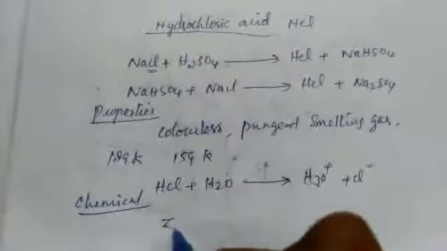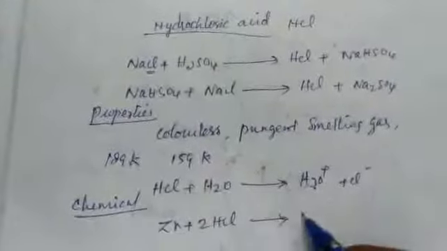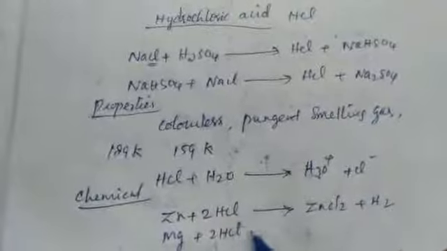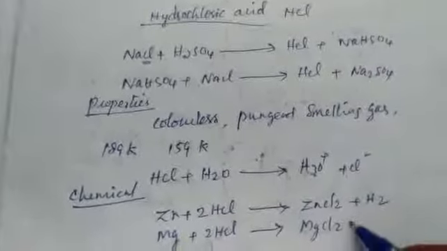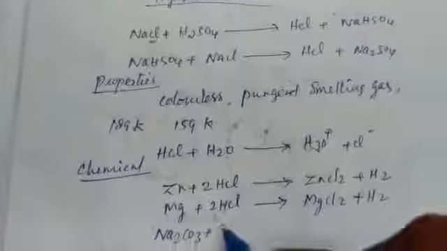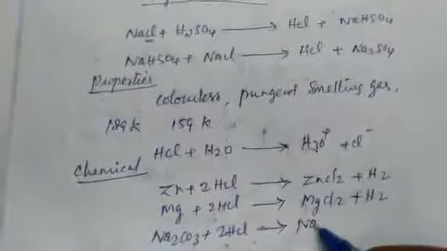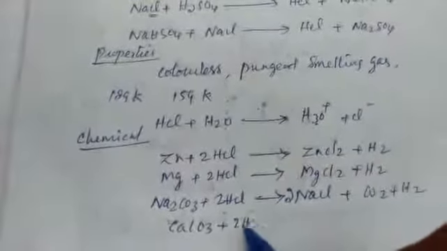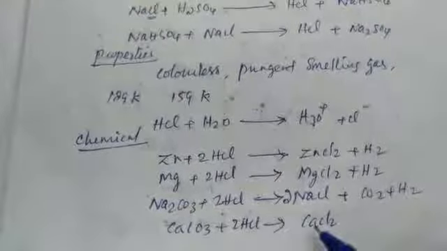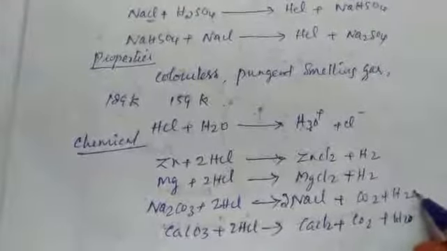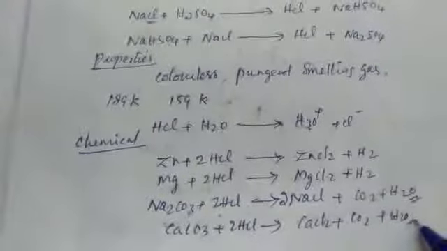Chemical properties. Zinc reacts with 2HCl. What happened? Zinc chloride is obtained, releasing hydrogen. Magnesium reacts with hydrochloric acid. Magnesium chloride is formed plus hydrogen evaporated. Next, sodium carbonate Na2CO3 reacts with HCl. How many sodium are taken here? NaCl 2 times, releasing carbon dioxide plus water. Fourth, calcium carbonate reacts with hydrochloric acid. So CaCl2 plus carbon dioxide is released, remaining H2O. Here also H2O. The book does not give the oxygen, so you have to add it.